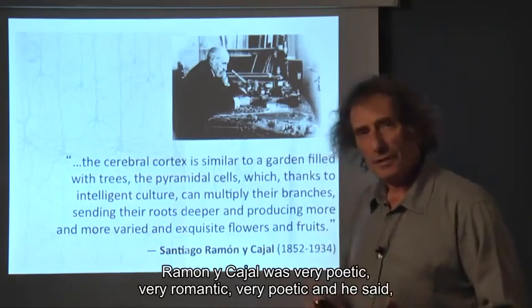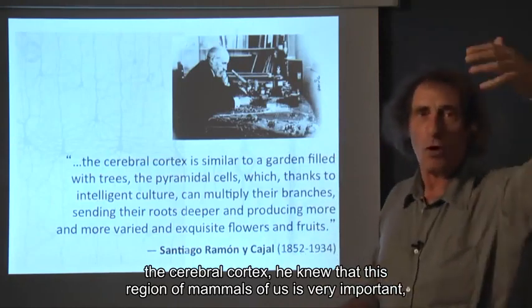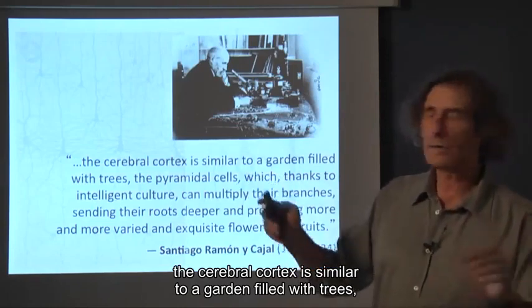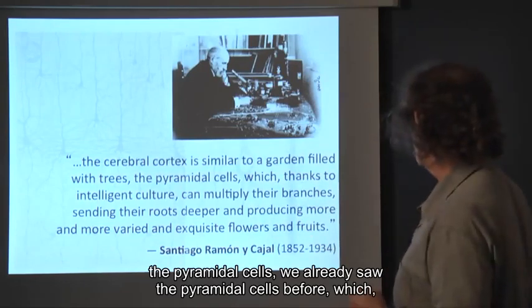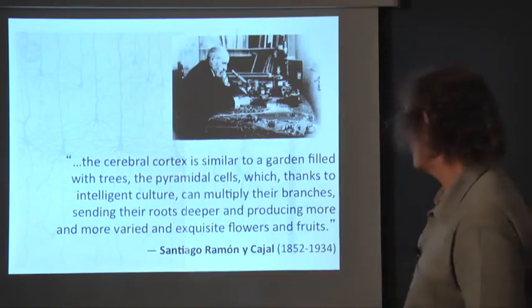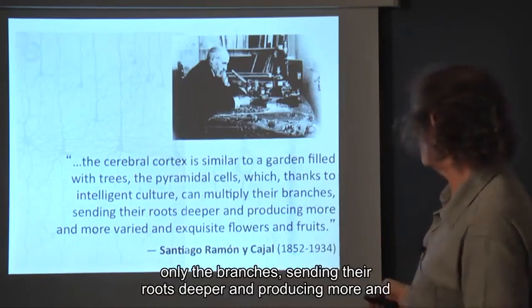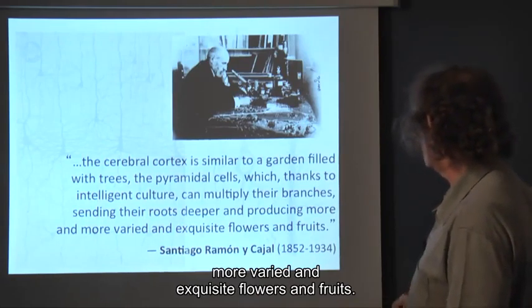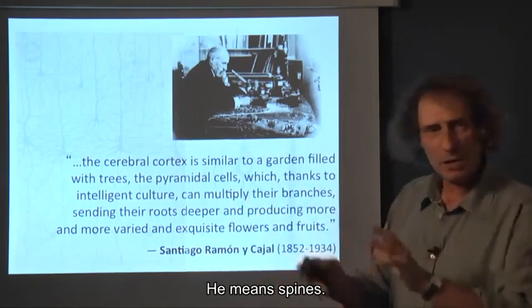Ramon y Cajal was very poetic, very romantic, and he said the cerebral cortex, he knew that this region of mammals, of us, is very important. The cerebral cortex is similar to a garden filled with trees, the pyramidal cells, we already saw the pyramidal cells before, which thanks to intelligent culture, thanks to the fact that you need to learn, can multiply their branches. They don't multiply themselves, but only the branches, sending the roots deeper, producing more and more varied and exquisite flowers and fruits. He means spines, he means dendrites.